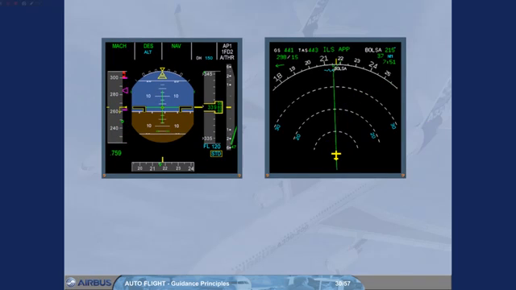If the aircraft is below the flight path, the descent mode will maintain the current speed or the lower limit of the speed range until the descent path is recovered. Thrust might be added to recover the descent path.